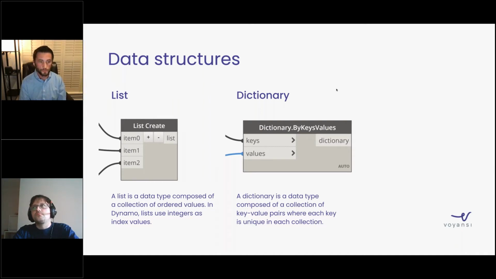Lists are composed of ordered values. It's just as simple as making a shopping list. In Dynamo, lists use integers as index values. So if you have 10 floors in a building, 1, 2, 3, 4, 5, 6, 7, 8, 9, 10, and they're named different things, it's a similar concept here. The other type of data structure to keep in mind is a dictionary. Dictionaries are composed of a collection of key value pairs where each key is unique in each collection. More on that one later.